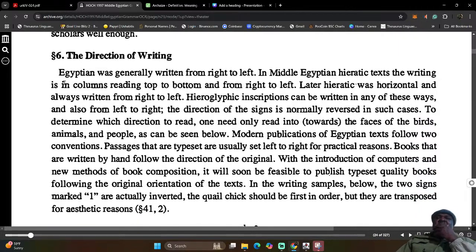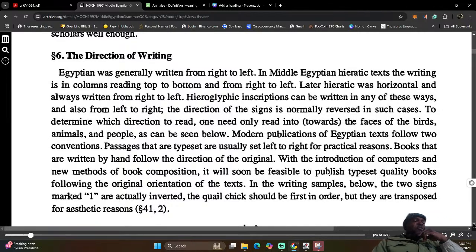Now, I'm also going to build on the direction of writing. We're going to take it all the way to lesson number 10. And if you read these lessons, you're going to get way more than what I'm giving you. But I'm putting it in the way that we like to learn and dialogue to learn and chill. So the direction of writing, Egyptian was generally written from right to left. Middle Egyptian hieratic text writing is in columns reading from top to bottom and from right to left. Notice it never said from left to right. Did y'all trip off that?